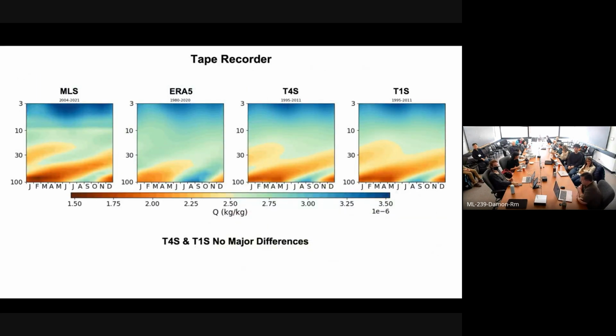And another thing that we're looking at is the tape recorder. So on the left-hand side, we're comparing MLS and ERA5 to our 2 runs, our 2 beta 02 runs, T4S and T1S. And I think Simone showed this on Monday, but we don't see any major differences between the 2 runs, and they overall look not too bad compared to MLS.